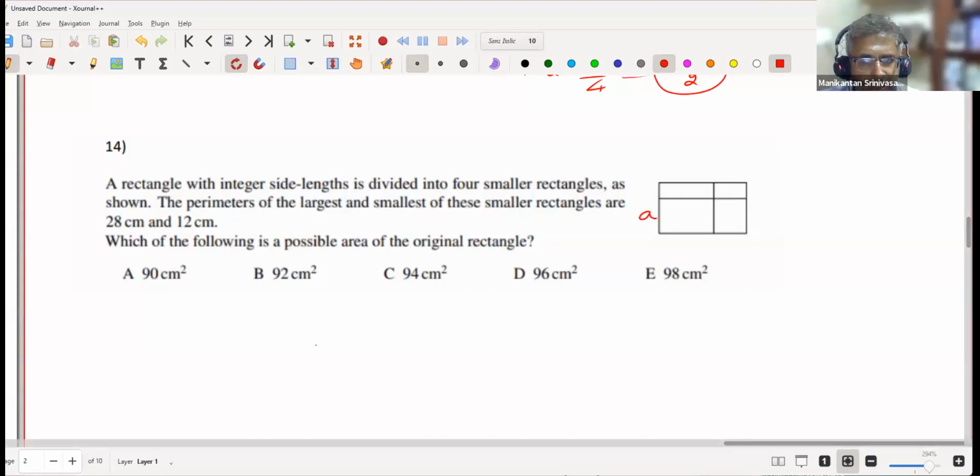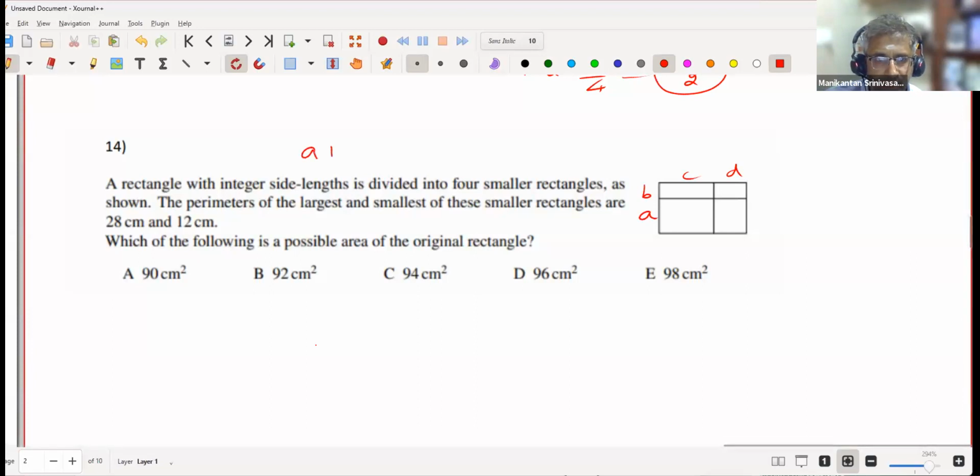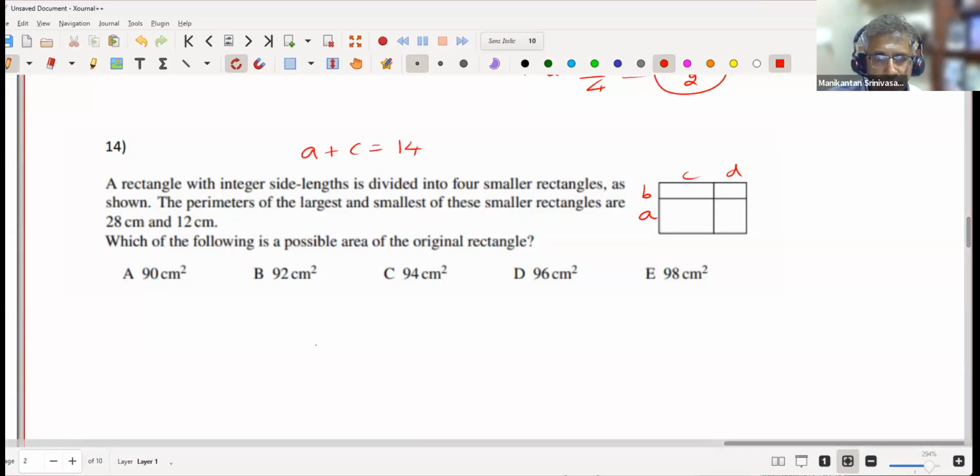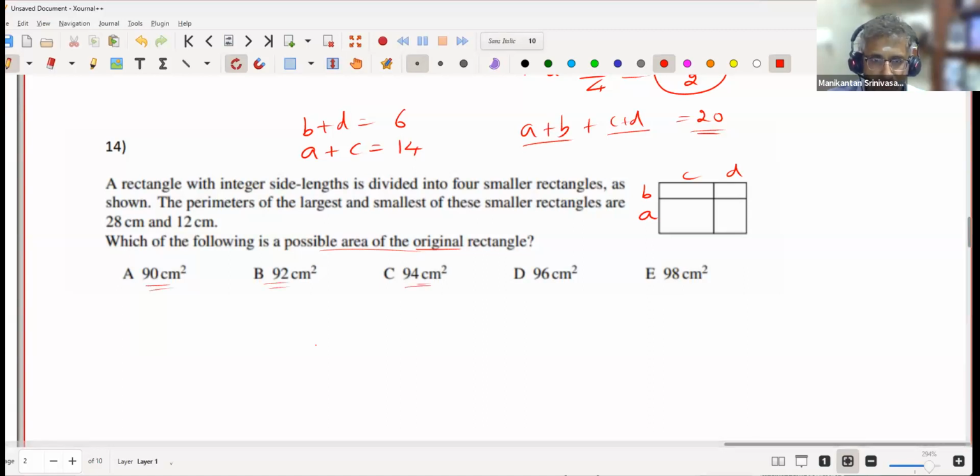So this is A. Let's say this is B, C, and D. Then he has given the perimeters of 2 of them, right? So A plus C is given to be 14, because 2A plus 2C is 28. And then B plus D is given to be 6, 12 by 2. And then he wants the area of the whole rectangle. For the whole rectangle, the perimeter is A plus B plus C plus D, right? A plus B is one side, C plus D is the other side, which is 20. So we need 2 numbers that add up to 20. And what can the product be? We can just eyeball through this, right? You can see that none of these products is happening. This is happening. 12 times 8 is 96.